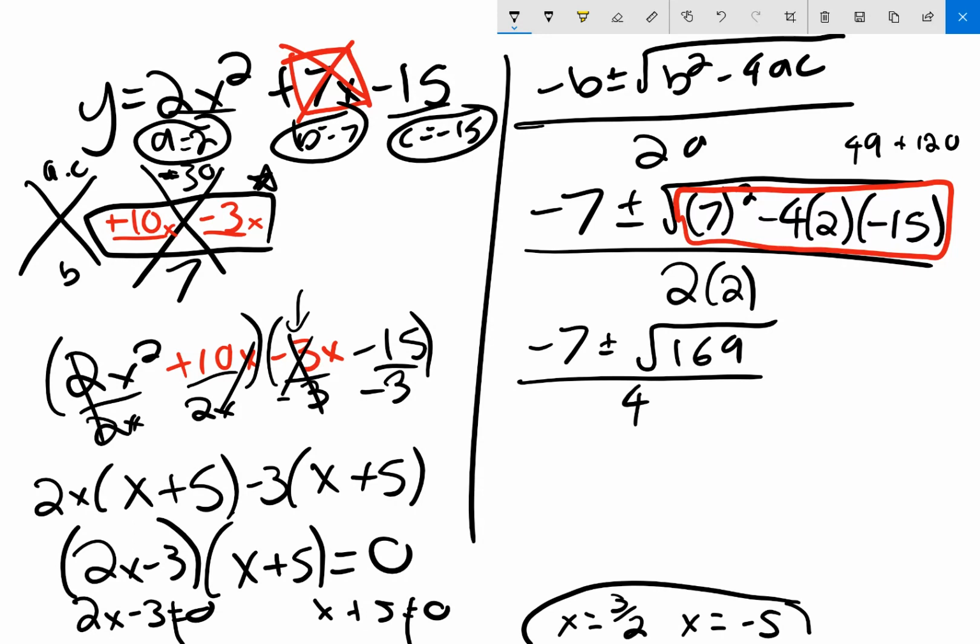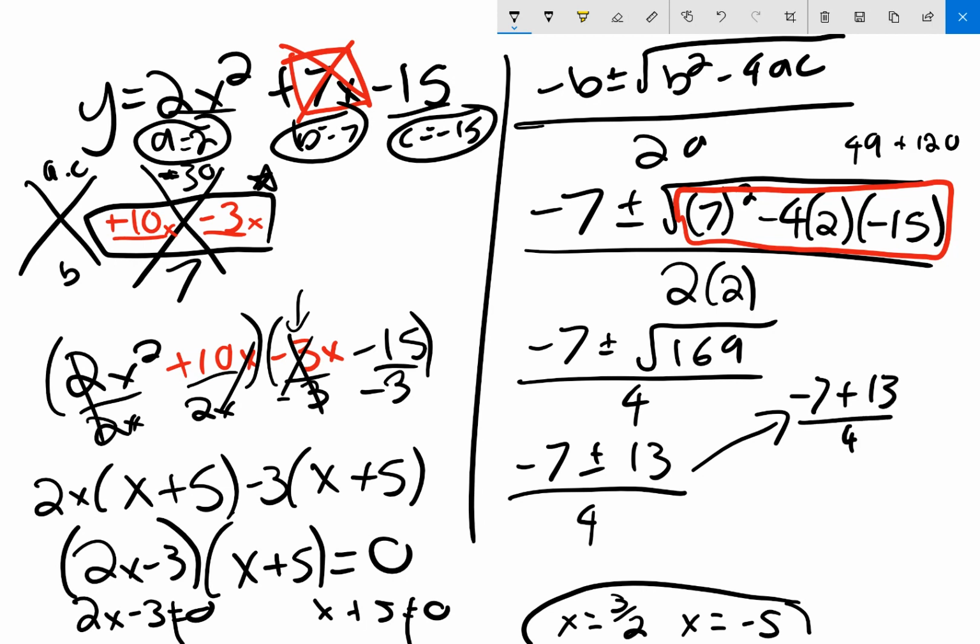So now the square root of 169, that's a perfect square. You can type that in the calculator and get a number. The square root of 169 is 13. So that's negative 7 plus or minus 13, over 4, right? So there's two things going on here. There's plus and there's minus. So there's negative 7 plus 13 over 4, and then there's also negative 7 minus 13 over 4.